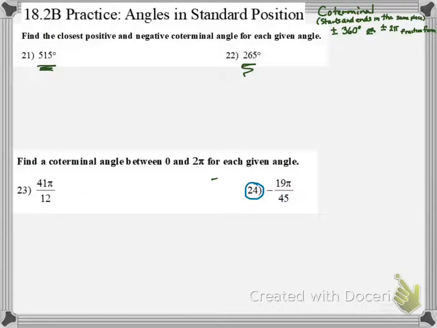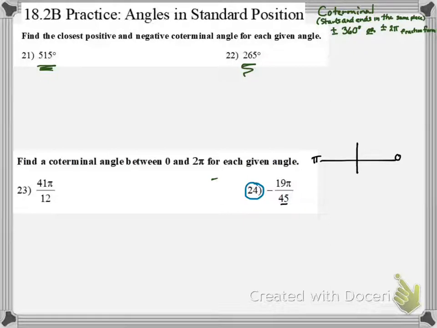Okay, what I want to do is find a coterminal angle between 0 and 2 pi for each given angle. So I'm looking at number 24 again. Again, I'm going to start with a sketch, and my sketch for radians always says 0, pi, 2 pi, but I always end up changing that 2 pi anyway, so I'm just going to take them out of there now.